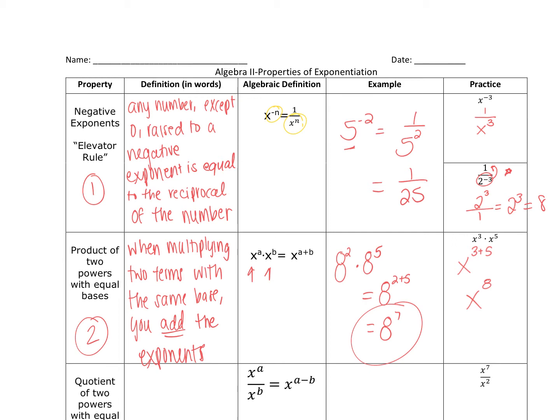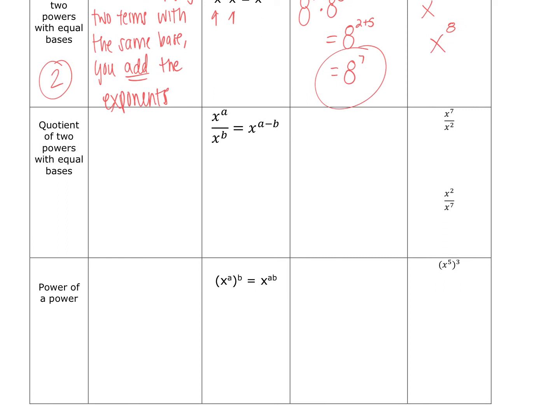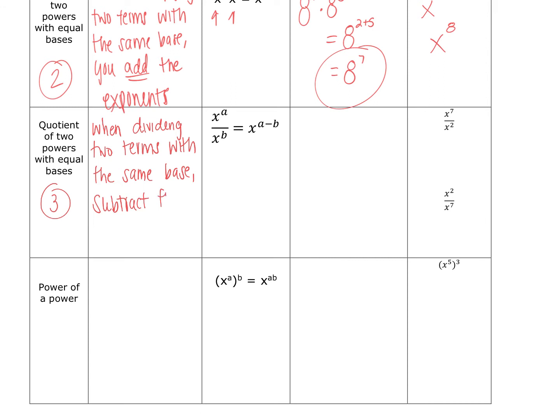Okay, moving on. We have the quotient of two powers with equal bases. So this is the same thing as the one above, just with division. So when dividing two terms with the same base, subtract the exponents. So rather than now adding, we are just going to subtract.